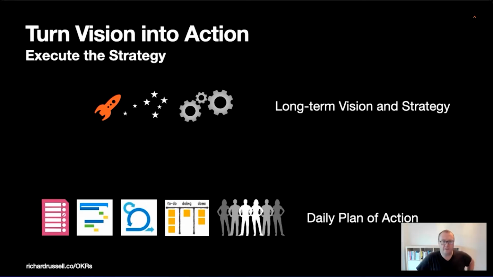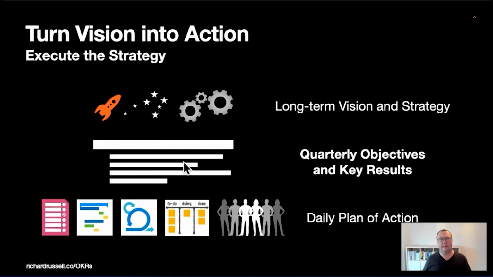So you have this long-term vision and strategy, but of course, your people in your organization have a daily plan of action, and on a day-to-day basis, they're doing things like they've got to-do lists, some sort of project plan, or a Gantt chart or whatever they have there. They might have some sort of agile Scrum process where they're reviewing things every week. Maybe they're on Kanban, whatever it is. But there's a team with a daily plan of action that are doing things. And what OKRs do is they help connect these things together.